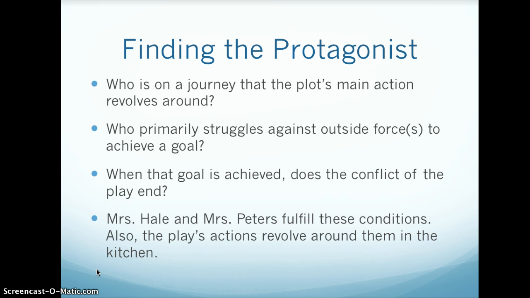I submit to you that Mrs. Hale and Mrs. Peters fulfill these conditions the best. Normally you don't see more than one protagonist in a story, but remember this play was written in the 1920s, and at this point people were experimenting a lot more with plot structure and ideas, and I think Susan Glaspell intended both of the women to be co-protagonists. Also, if you think about it, the main action that happens on stage revolves around them in the kitchen, what they do and what they find out. So let's say that Mrs. Hale and Mrs. Peters are the protagonists.